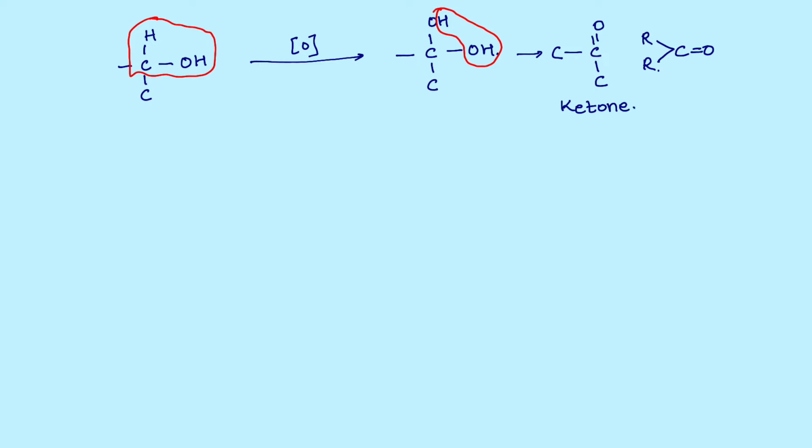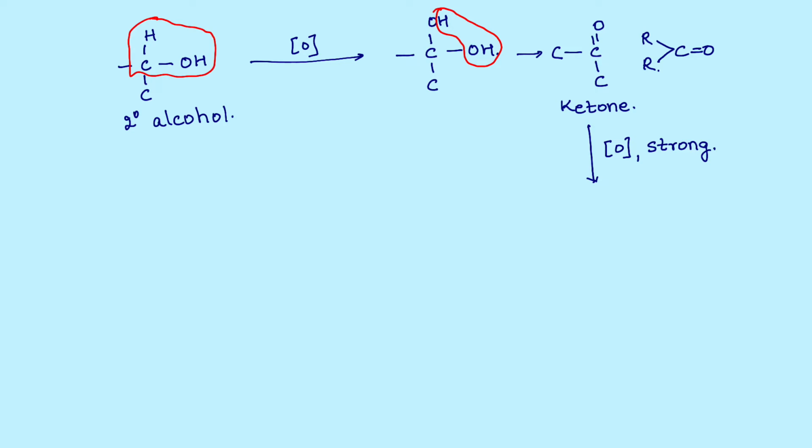In other words, I started with a secondary alcohol. When we oxidized it, it got converted into a ketone. Now look at it carefully. Does it have any more CH bonding at the carbonyl carbon, at the carbon which is attached to double bond O? Look at it carefully. No, right? So if I try to oxidize it further using some very strong oxidizing agents, what do you think will happen?